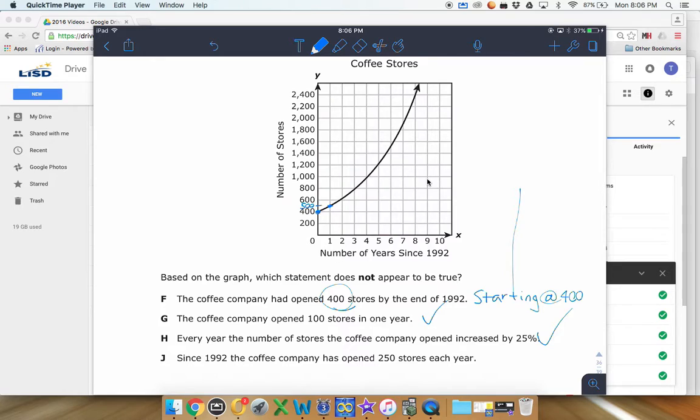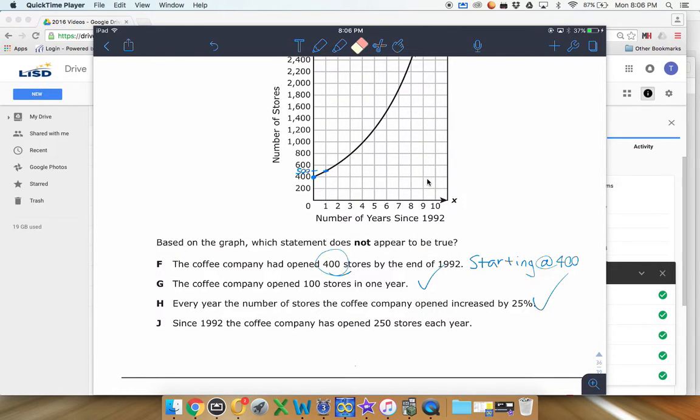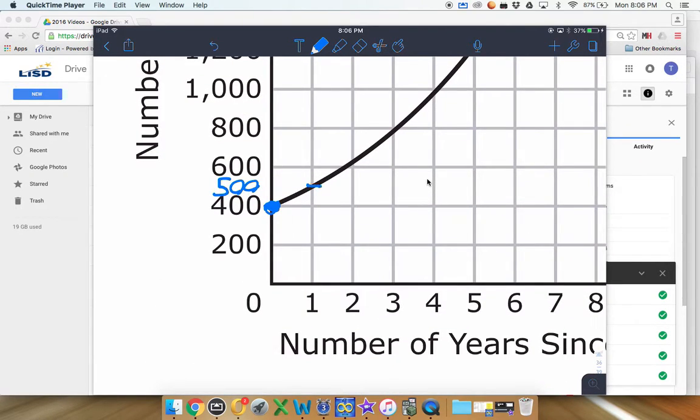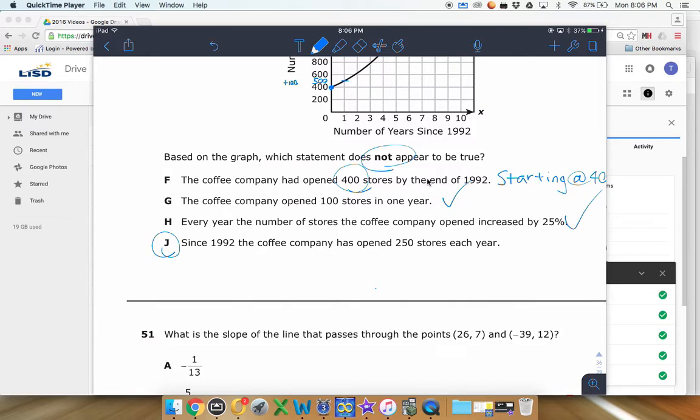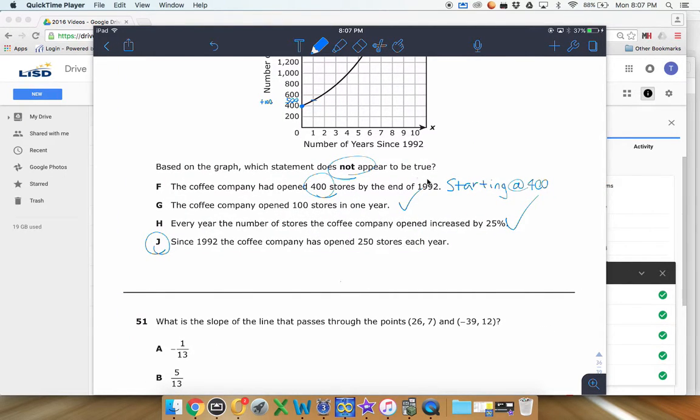And then let's make sure we are clear that J is not the answer. Since 1992, the coffee company has opened 250 stores each year. We can really quickly narrow that down because the first year they only opened 100. You only got that plus 100 that first year. That second year, you only got around 200 by 2 years. So it's definitely not J. Actually, remember, we're doing not true. So it's going to be J for that answer. So that's just kind of a graph interpretation problem there. All right, we got one more video.